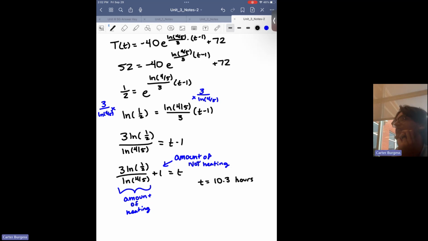What would I have to do if I wanted to convert this into like an o'clock? Like if I set the bowl in a room at 6 o'clock and needed to know the time at which it hit 52 degrees. What would I need to do at that 0.3?